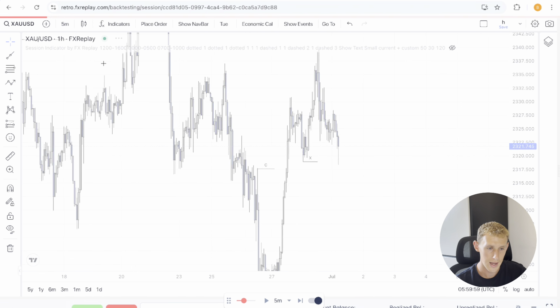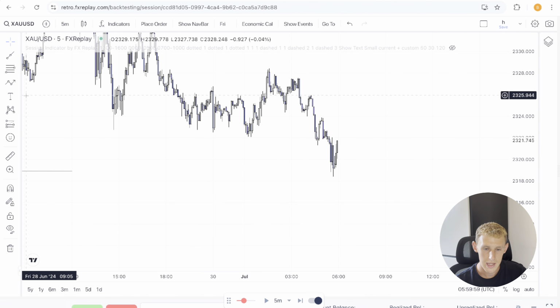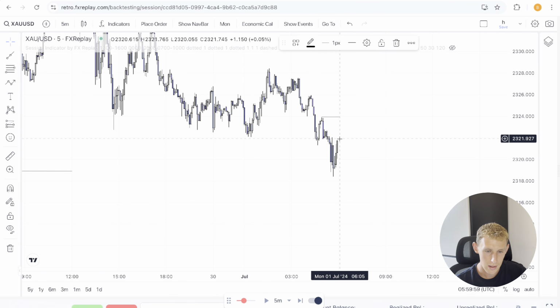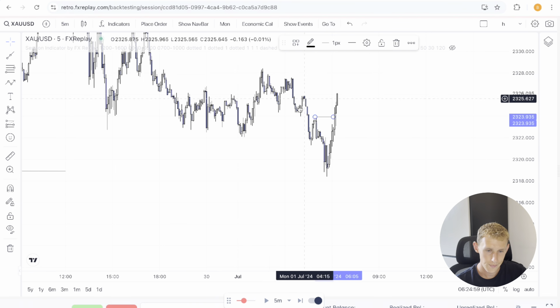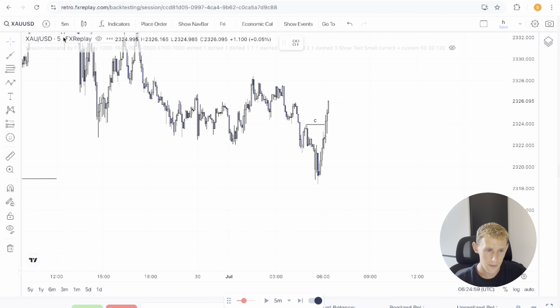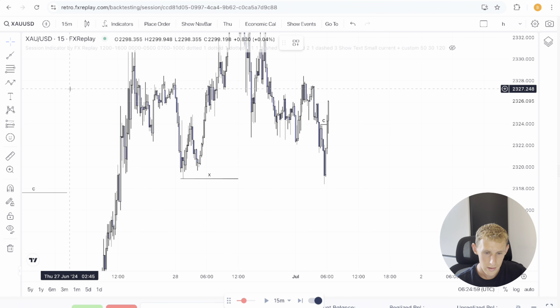Right, there we go. So that low has now been taken. Jump into the M5. We need to see price break this structure. Right, there we go. Is there a clear demand here?